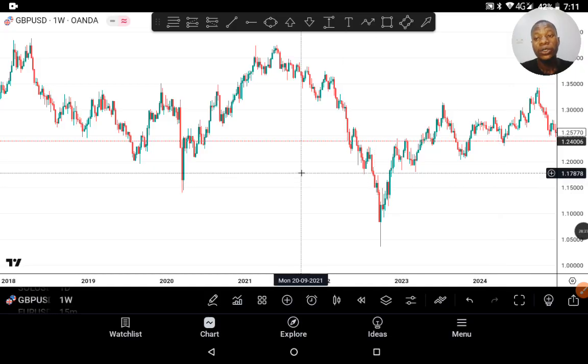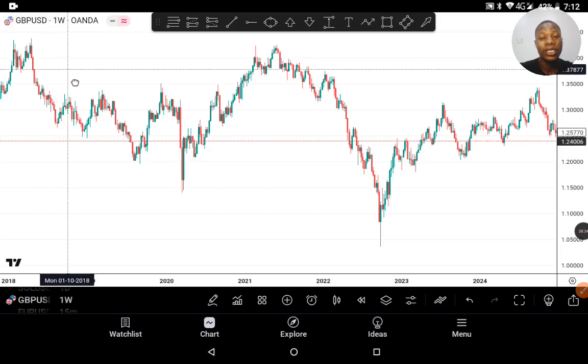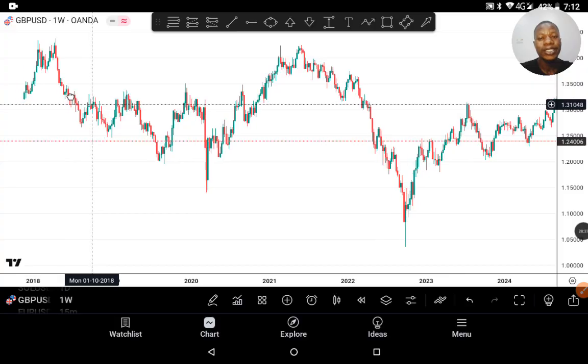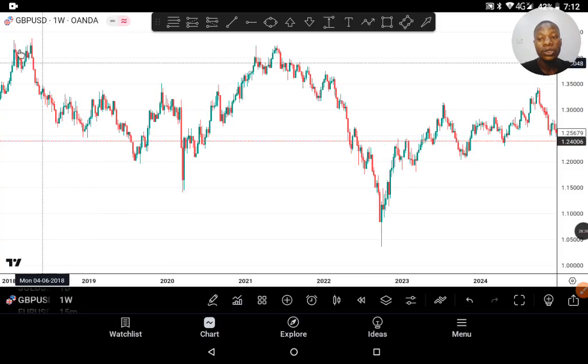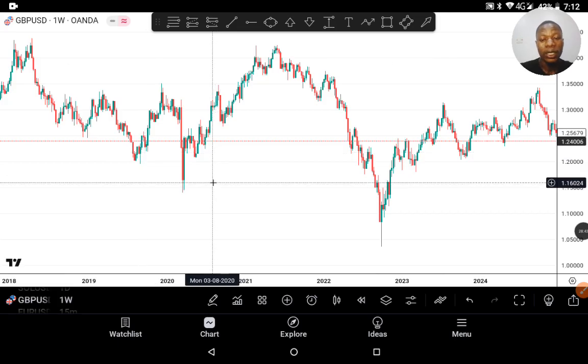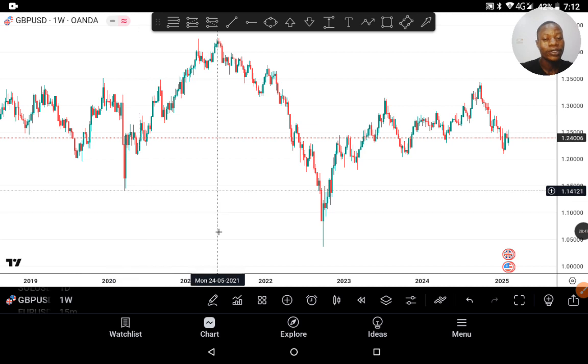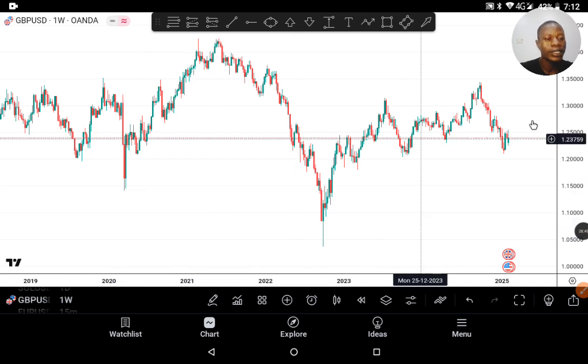So this is GBP/USD, Great Britain pounds US dollar, on the weekly time frame. So this is a chart. Like I said earlier, it's very good to analyze a whole lot of data, but however the most recent ones are, to me, more relevant, and they are the ones that I can easily work with, so that I won't complicate things for myself.